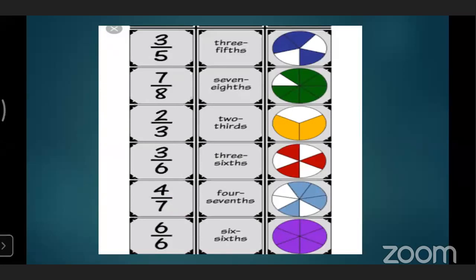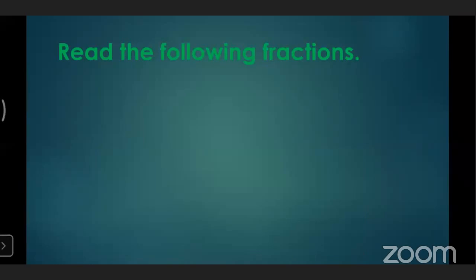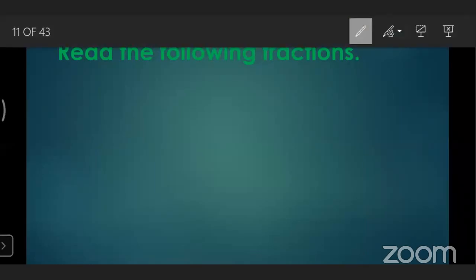6/6. Right. The circle is divided into 6 equal parts, and all the parts are colored. So we have written the fraction 6/6. Right. Yes. Very good. Now read the following fraction. Now you have to read the fraction.